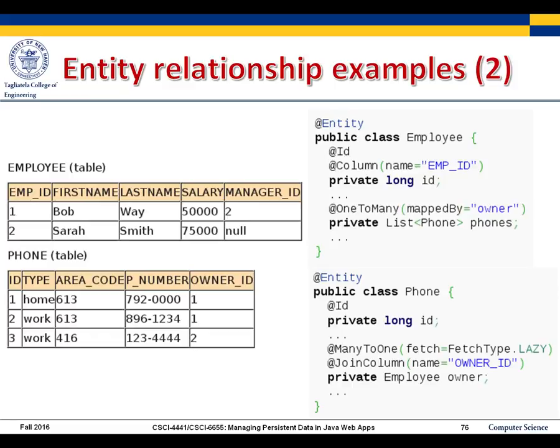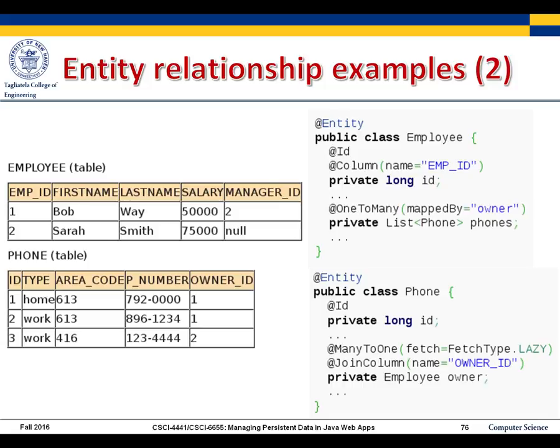Here's another example. Here are two tables, an employee table and a phone table. The person can have multiple phone numbers. It's keyed off of emp ID in the first table, and in the second table it's called owner ID. Sometimes, simply because the tables have been constructed this way, they're talking about the same thing but have different names. Okay, so here you have the two entities.